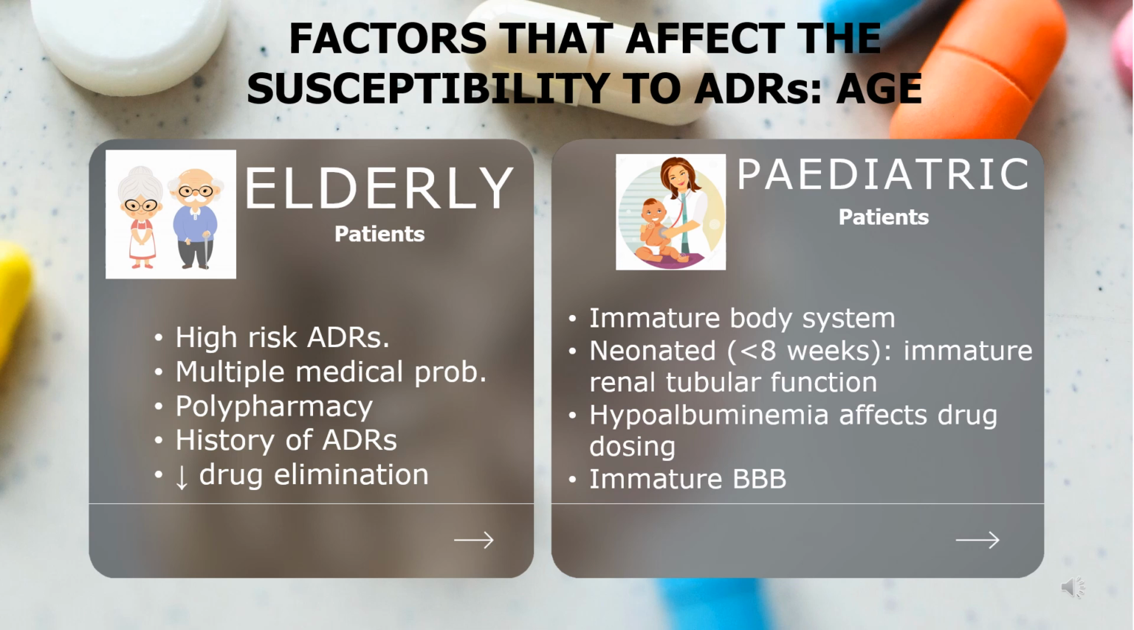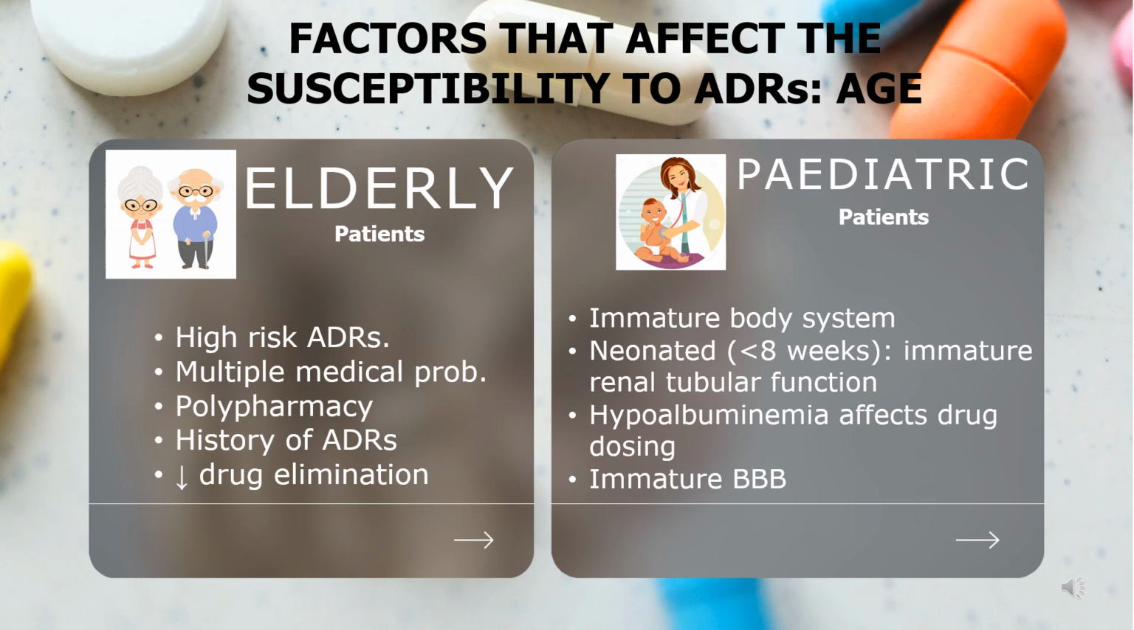Let's look at the first factor that can affect susceptibility to ADR, which is age. Elderly patients have a high risk of ADRs, maybe due to multiple medical problems, and therefore they need polypharmacy for treatment. Sometimes it also increases in patients with a history of ADRs and due to the reduced drug elimination process. For pediatric patients, it is because they have an immature body system.